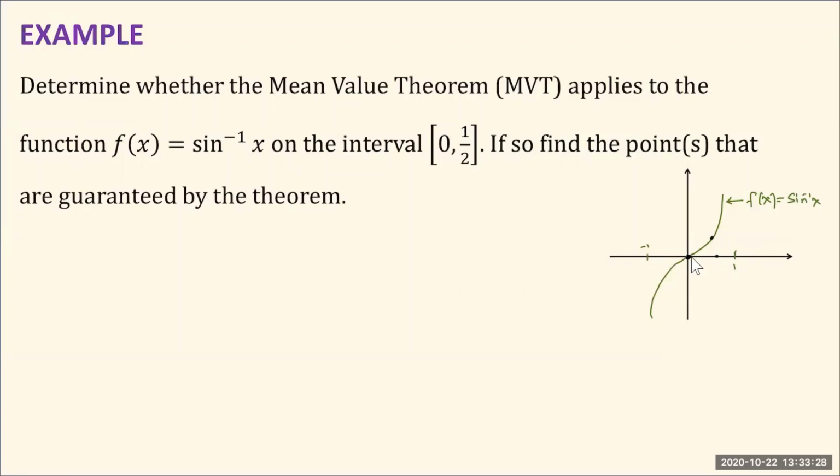And if you look at this segment of the graph from here to here, you can see that the function is continuous. And also you can draw the tangent line everywhere on this, meaning it is differentiable. So the function is continuous on the closed interval, differentiable on all inner points. So we can say that the mean value theorem applies to this function on that interval. So let's first write that.